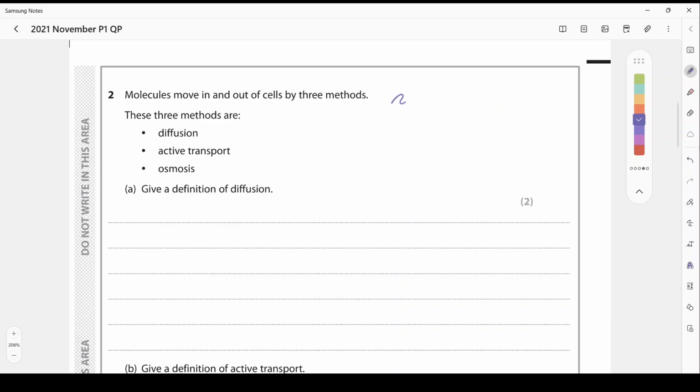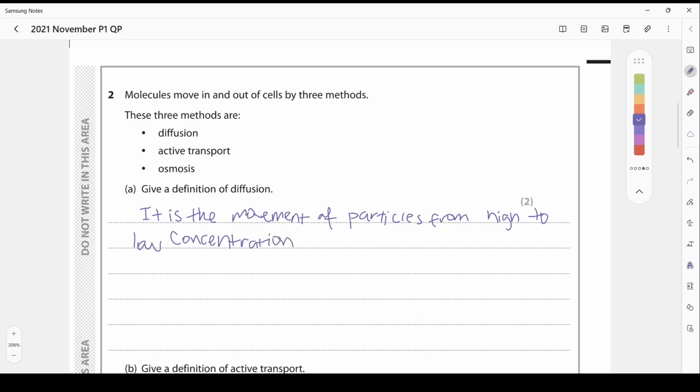An example of that is if I were to spritz perfume into the room, the perfume particles or molecules are not just going to stay in that one spot, they're going to diffuse throughout the room. So that's basically what diffusion is. So it is the movement of particles, or molecules, from high to low concentration. So the 2 marks would be movement of molecules or movement of particles from high to low concentration.